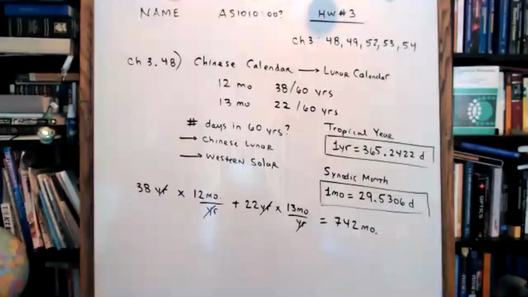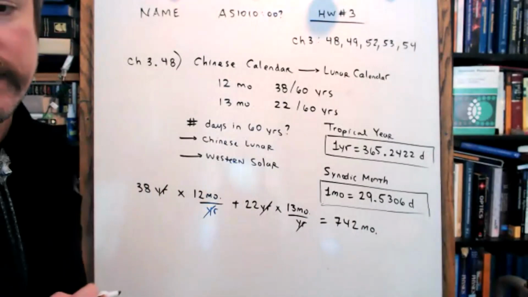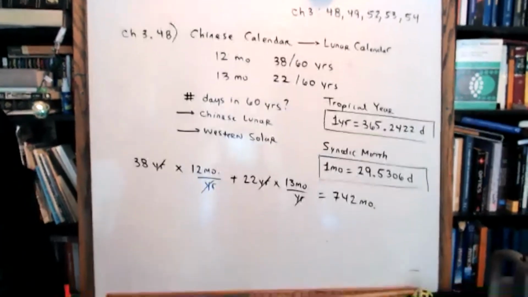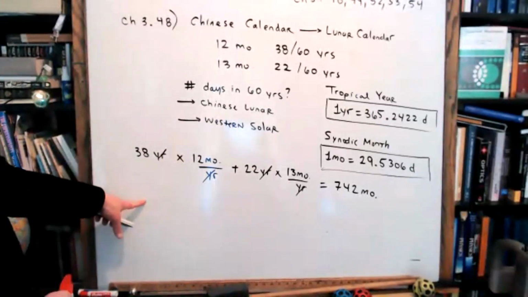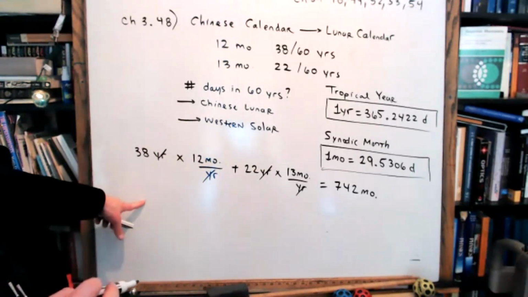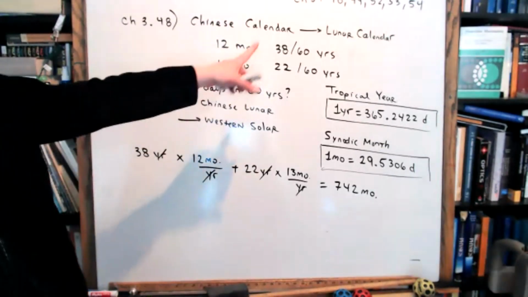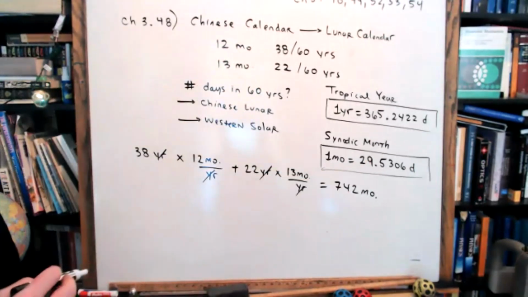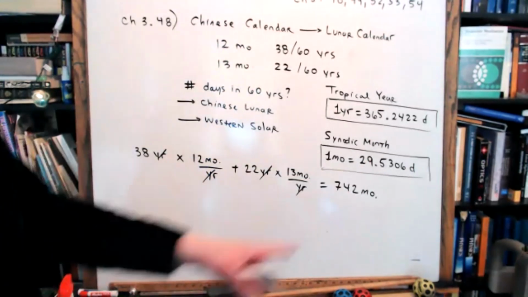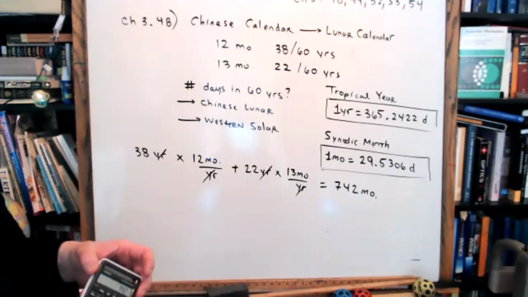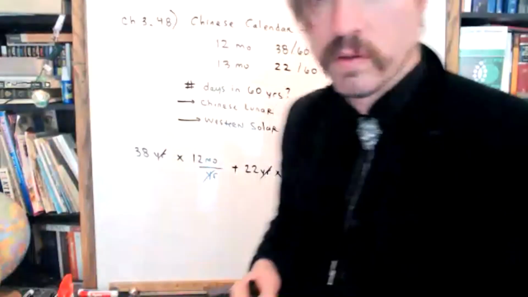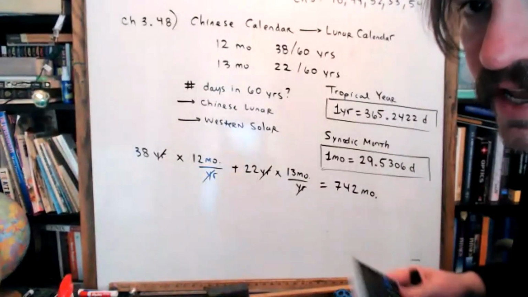Okay, so 4 steps of dimensional analysis, Nori. What's the first step say? Write down the number to convert with its units. Okay, so what number should I write down here? Which one are we doing? We're trying to convert the number of months in the Chinese calendar to days, right? We just found out that there are 742 months in a 60-year period for the Chinese calendar. So what number am I trying to convert? Take a guess.